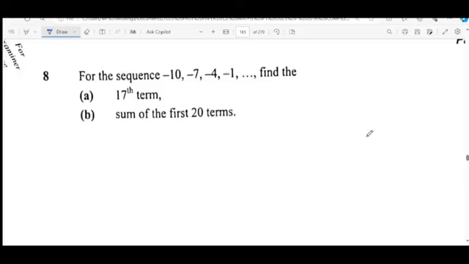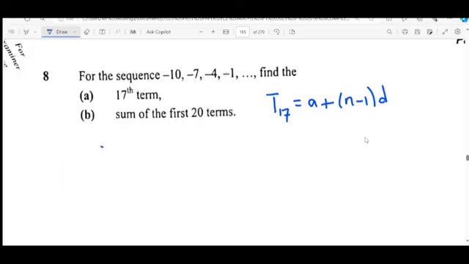This is our second question, which is question 8. For the sequence -10, -7, -4, -1, find the 17th term. How can we find the 17th term? We write T subscript 17 equals A plus open bracket n minus 1 and then D. This is the formula that we are going to use.